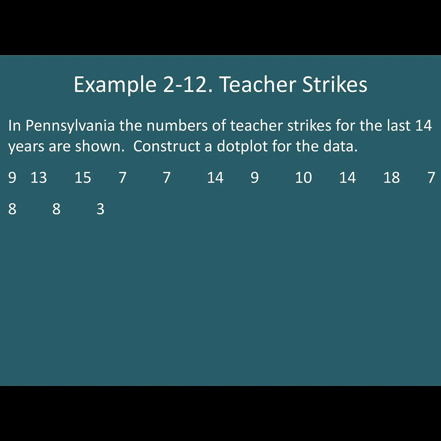As an example, in Pennsylvania, the number of teacher strikes for the last 14 years are shown. Let's construct a dot plot for the data. Now you'll notice in that previous list of numbers, the smallest number was 3, and the largest number was 18. So I'm going to go ahead and draw a horizontal line, and I'm going to range my horizontal line from 0 to 20.